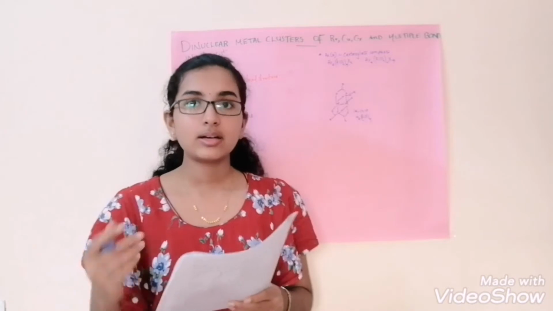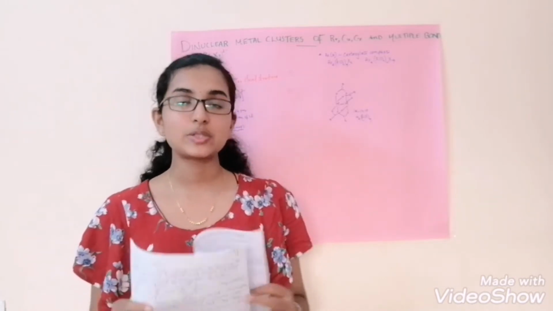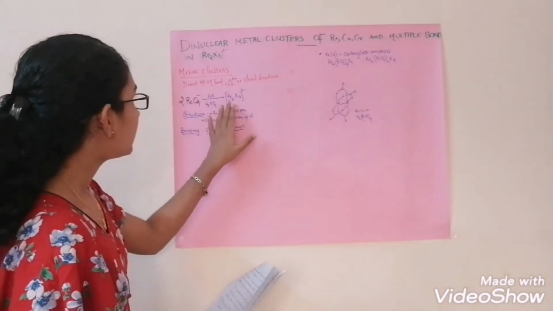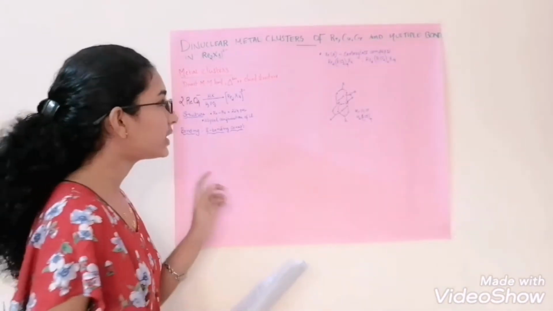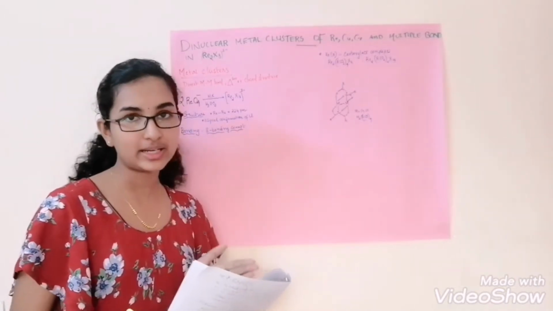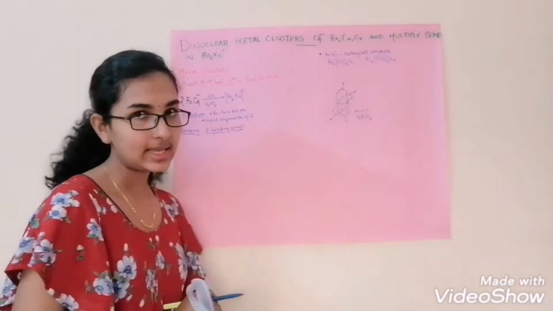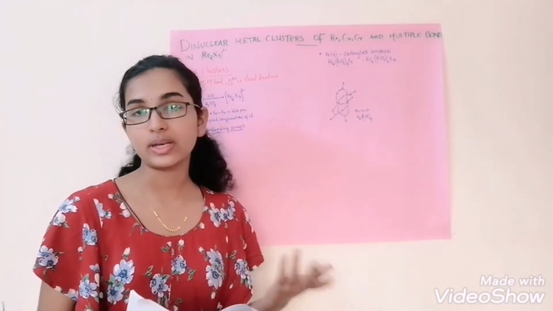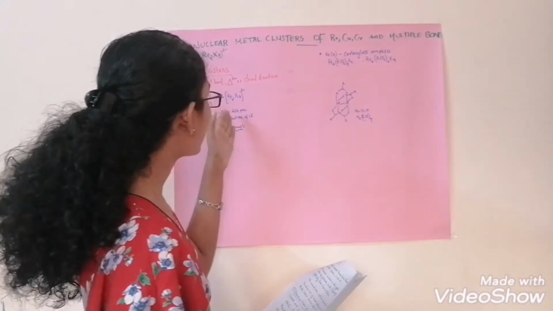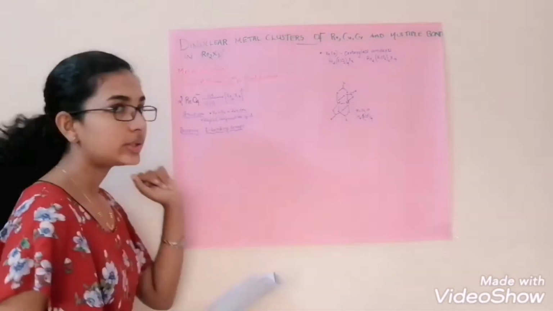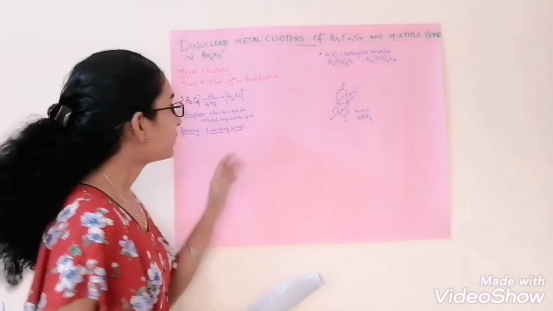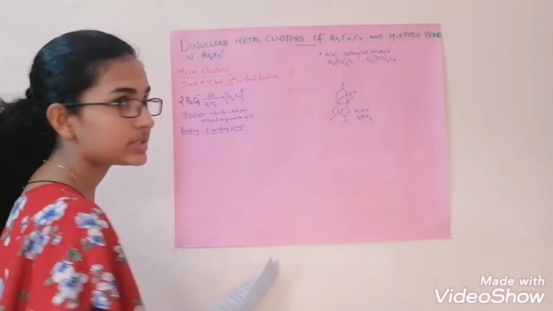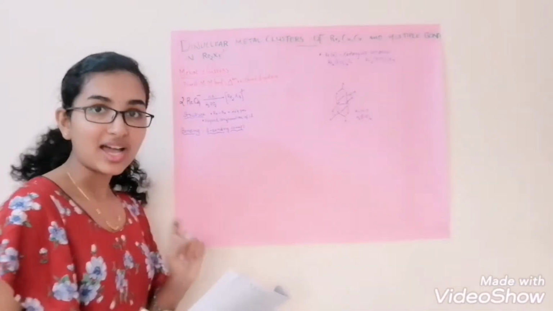Then let's go to dinuclear metal clusters of rhenium. The example for the dinuclear cluster of rhenium is Re2X8 2-, where X denotes halogen atoms: chlorine, bromine, iodine, etc. And the preparation of Re2X8 2- is by the reduction of perrhenate ion in the presence of H3PO2 and HX. So 2 ReO4- in the presence of HX and H3PO2 gives Re2X8 2-.